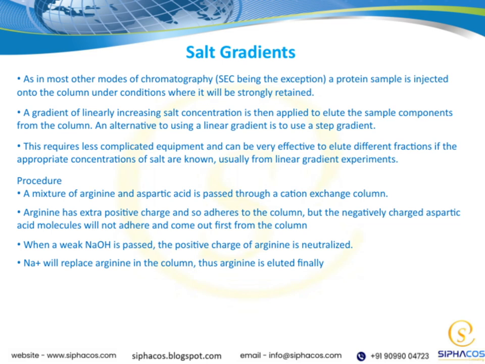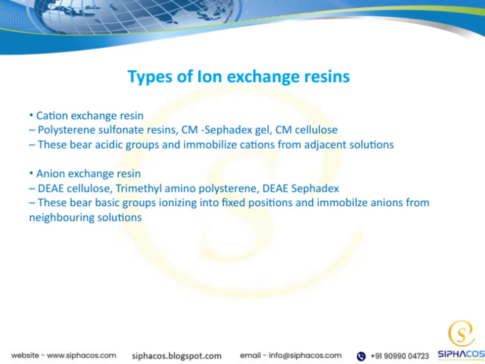This process highlights how adjusting salt concentration and pH can be used strategically to separate and purify different proteins or amino acids based on their charge properties. It's a fundamental concept that ties back to our overall understanding of chromatography techniques. Now, let's take a closer look at the different types of ion exchange resins.